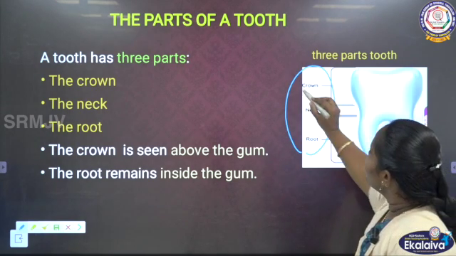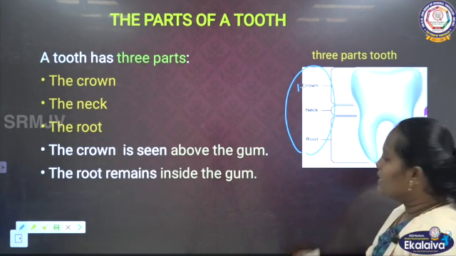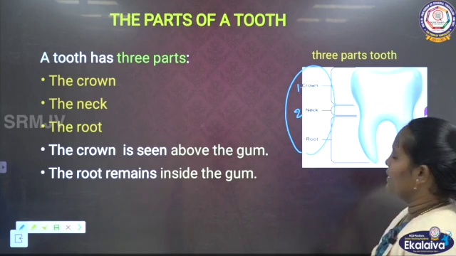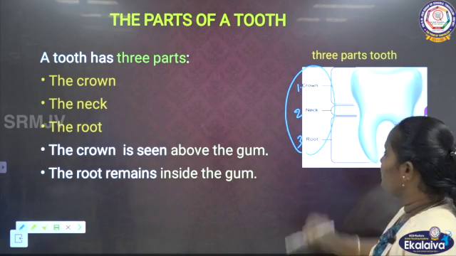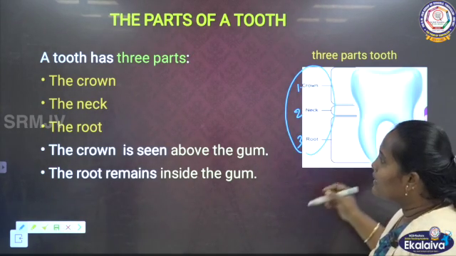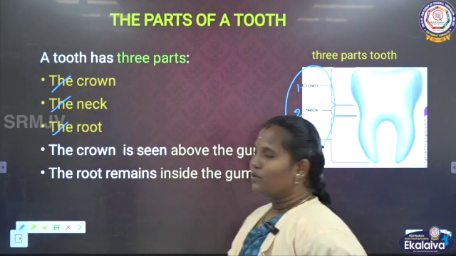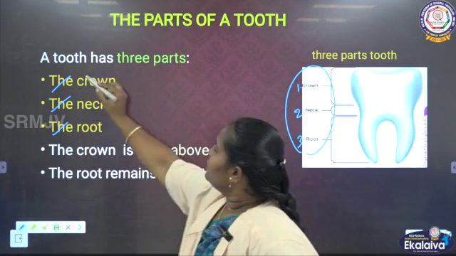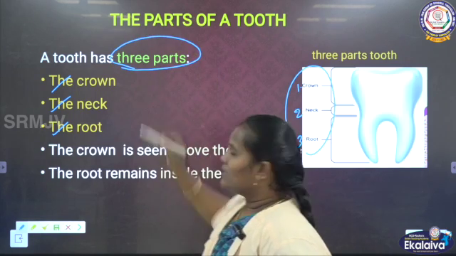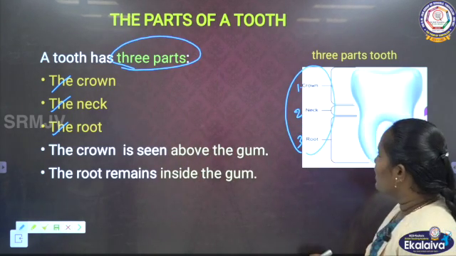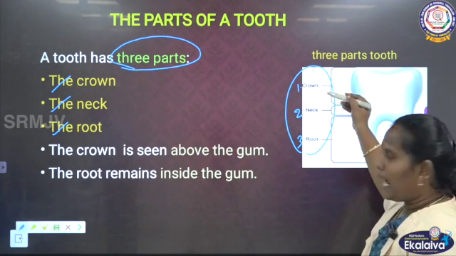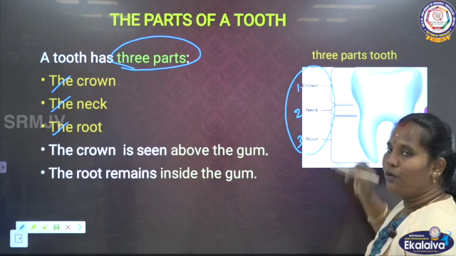What are they? First one is the crown, second one is the neck, and third one is the root. So how many parts are there? The crown, the neck and then the root. Your tooth has 3 parts. What are they? Crown, neck and root.